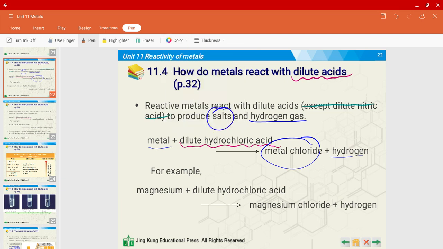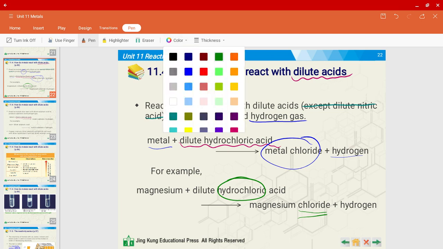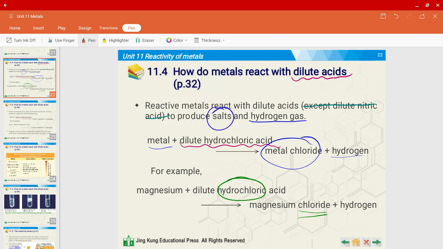One point here: because we're using hydrochloric acid, the salt that you get would have chloride in its name. One more point I want to raise is that later on, towards the end of this unit, we'll be learning how to name, first, the chemical formula, and second, how to form a balanced equation.